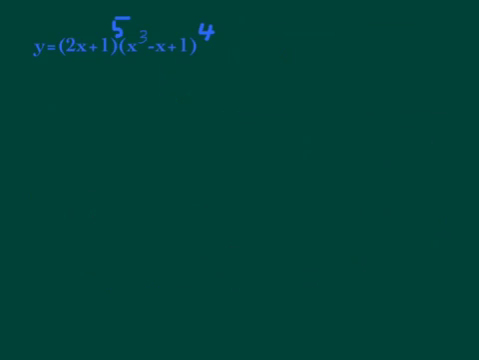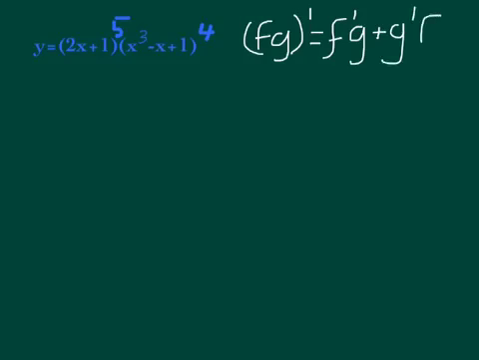Next I've got this function, y equals (2x plus 1) to the power of 5, multiplied by (x cubed minus x plus 1) to the power of 4. Now, if you remember our product rule, we're going to apply it to here. Here, my f is this one, and my g is this one. So let's work them out separately first.